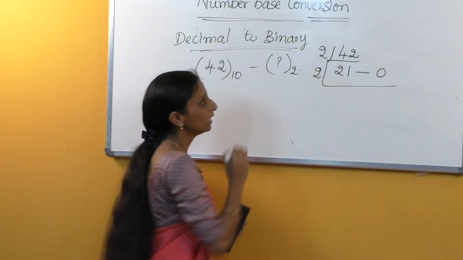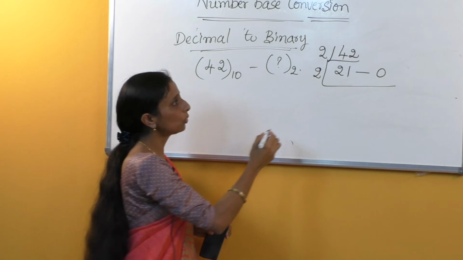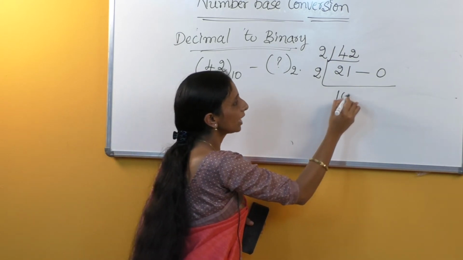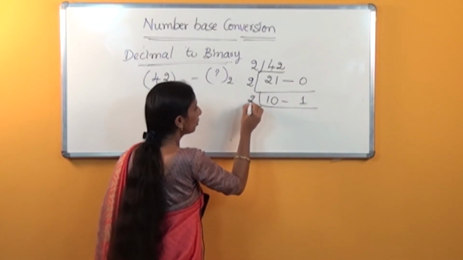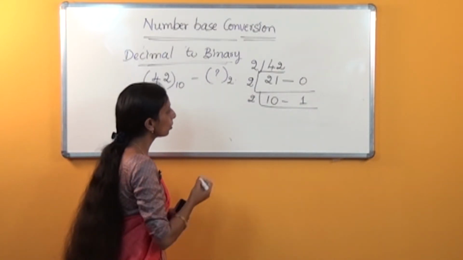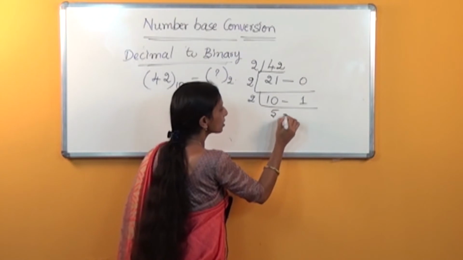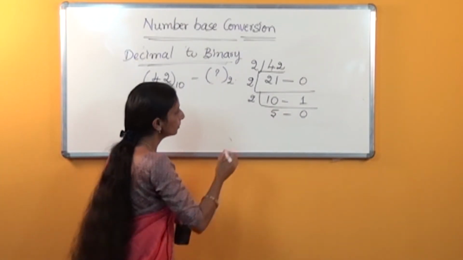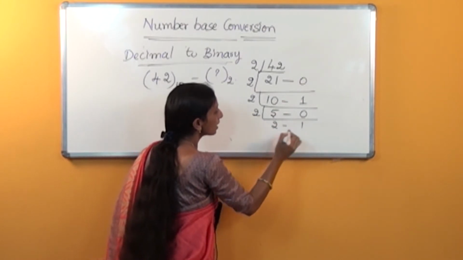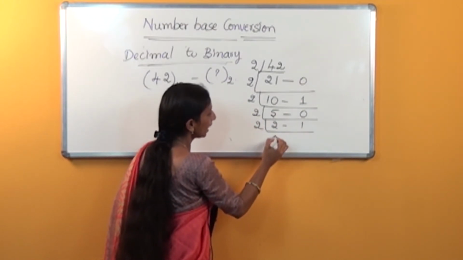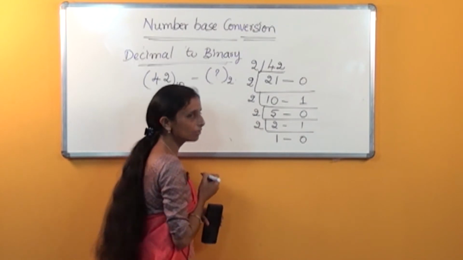Similarly, once again divide by 2. 2 10s are 20, so 1 is the remainder. Similarly divide by 2, it's possible to divide: 2 5s are 10, so the remainder is 0. Similarly 2 2s are 4, so 1 is the remainder. 2 1s are 2, so 0 is the remainder.